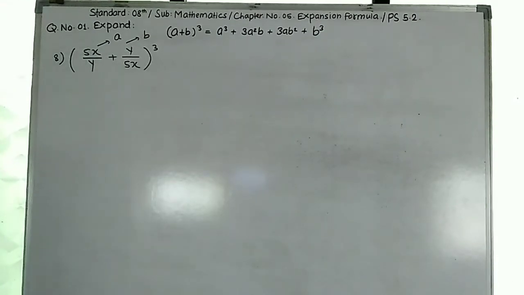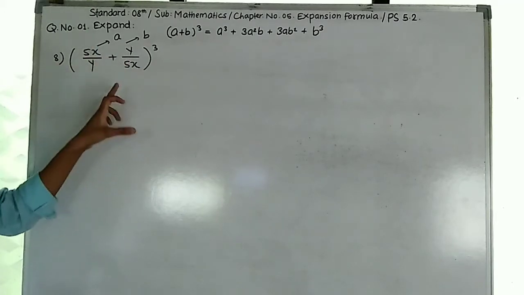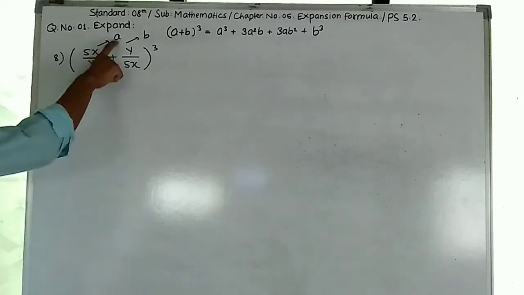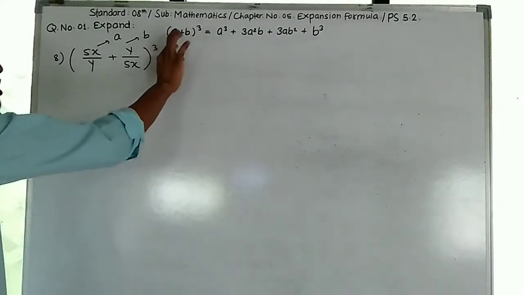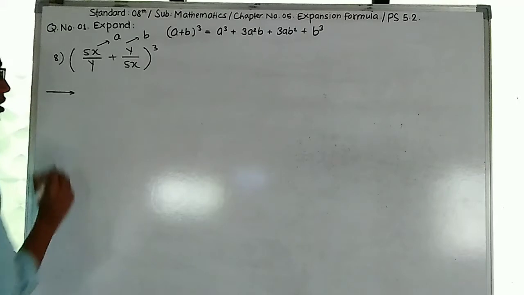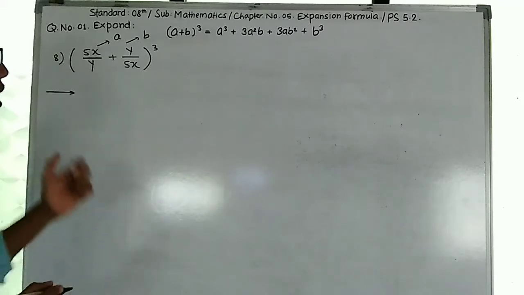The sub question 8, where the binomial is 5x upon y plus y upon 5x raised to 3. In this particular binomial, I am going to take 5x upon y as my A and y upon 5x as my B. Use this simple logic to solve each and every expansion of the form (a plus b) raised to 3. Though the equation might seem difficult by looking into it, it is not actually difficult. What we have to do is apply the basic logic.